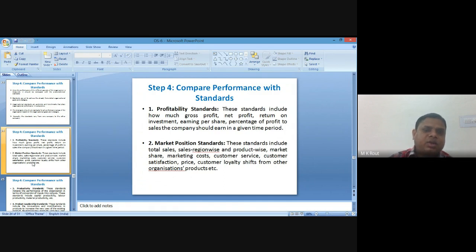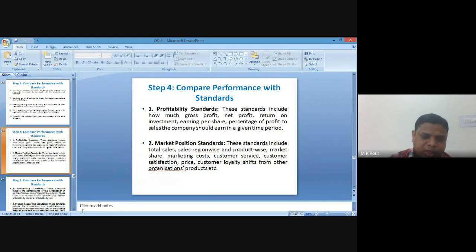The next is the market position standard. This standard includes total sales, sales region-wise and product-wise, market share, marketing cost, customer service, customer satisfaction, price, and customer loyalty shifts from other organizations' products. So this is known as the market position standard.